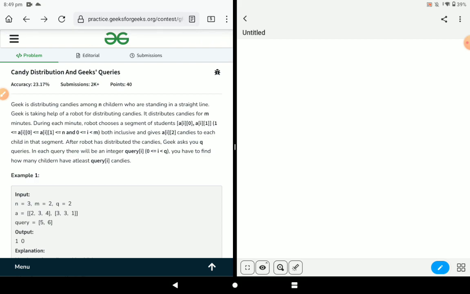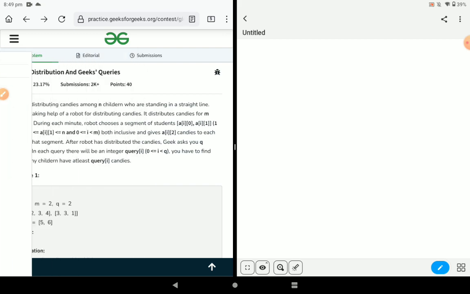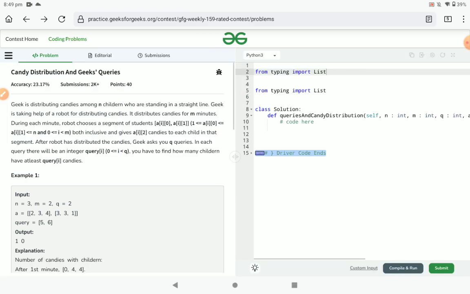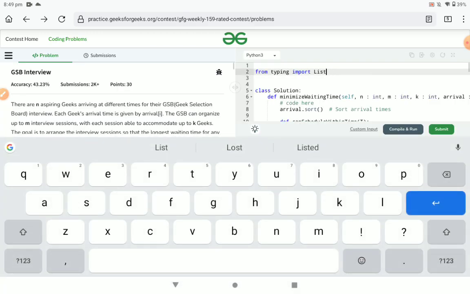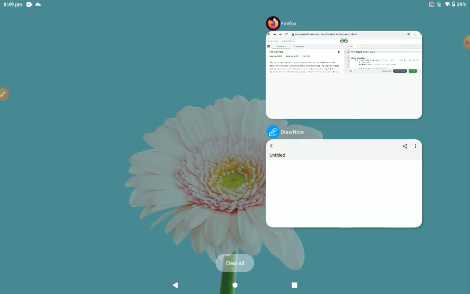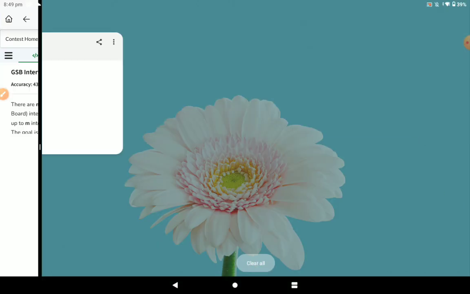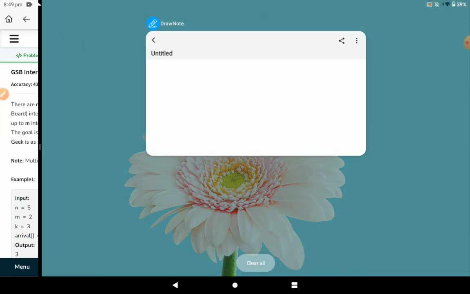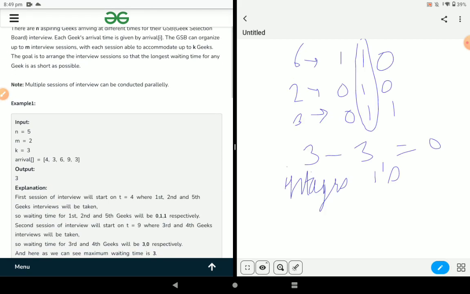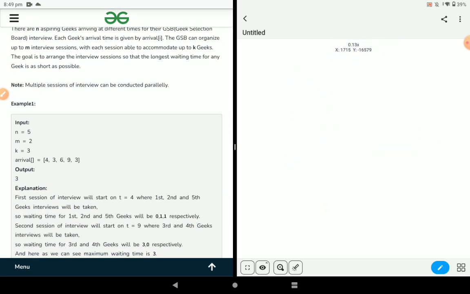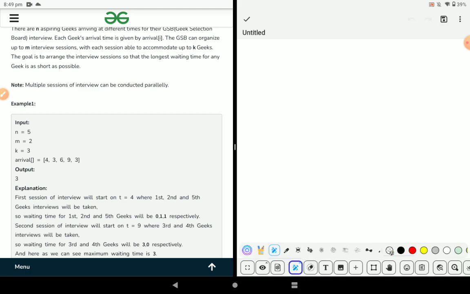I think I have jumped onto the wrong question. Coding problems. Okay, so basically the problem statement states that we have been given the length of an array.